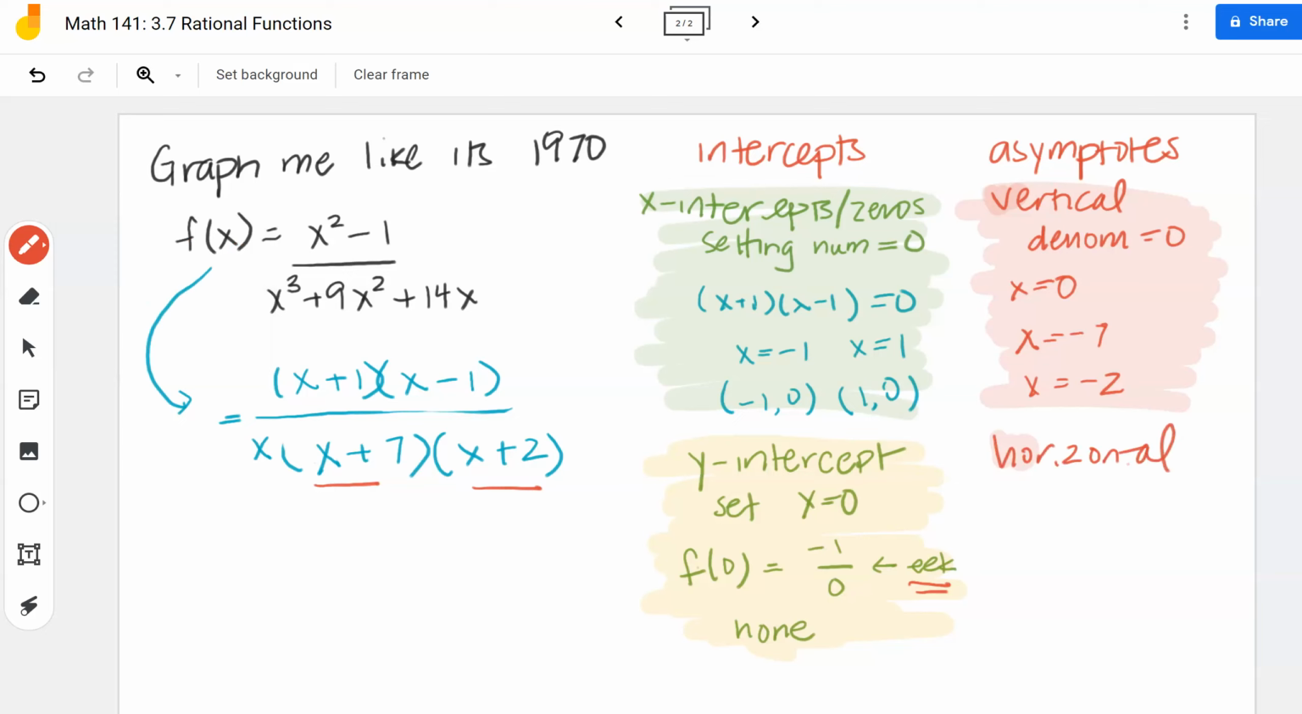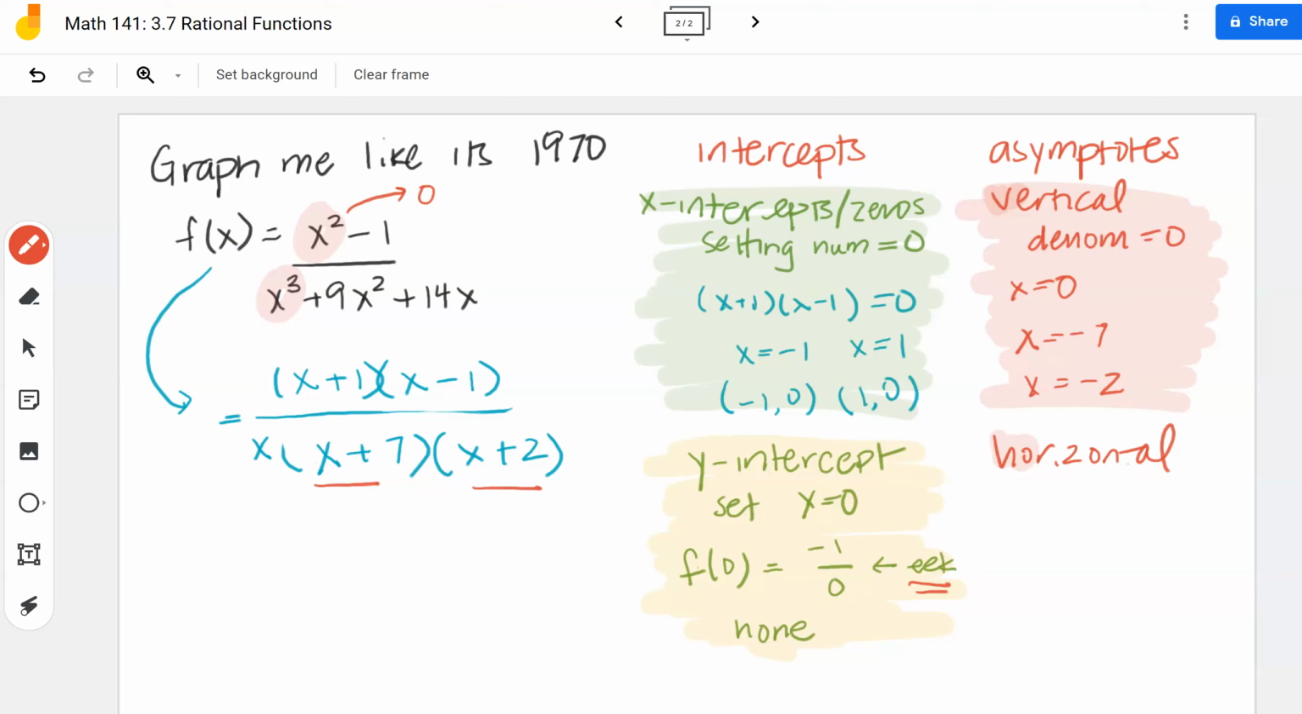So horizontal is about looking at the degree of our two functions and thinking about what happens with the end behavior, right? As we go to infinity for x, what's going to happen? So we are looking, when we do these questions, at our leading terms. So the degree is 2 over degree 3, which means the bottom is going to infinity much faster than the top. And when we divide by something really big, that means this thing is approaching 0.